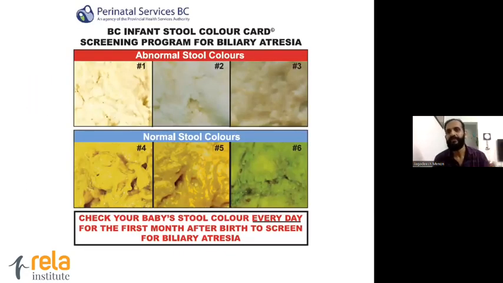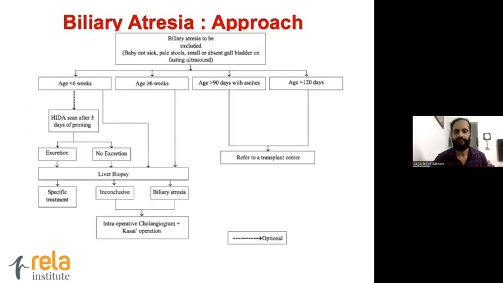That is why many countries have implemented patient education. In India also, we have done this. This is basically from the University of British Columbia, in which they have advised the moms to check stool color every day in the first month of life.